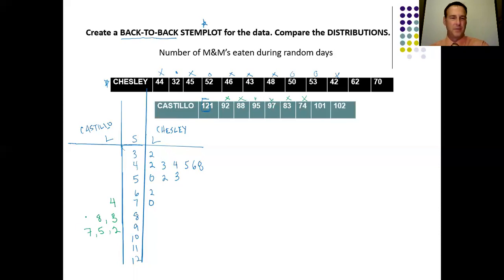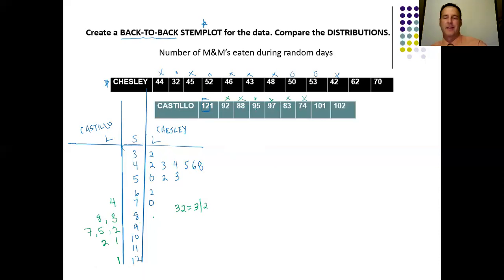And then I got 101. I have 102. And then I've got 121. All right, now that looks pretty good. I am going to write a key, just like I did on the very first one that I did. I don't think I did it on the last one, but 32 is equal to 3, space, line, 2.